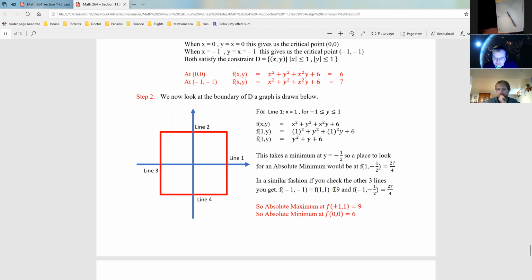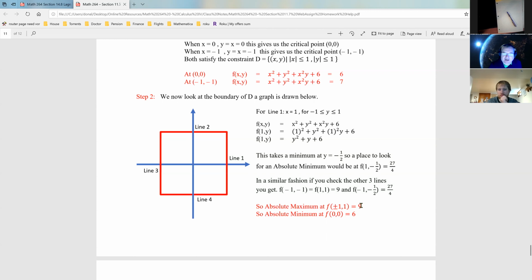So out of that entire set, the smallest answer we ever got was at the origin, and it had a value of 6. So that's its absolute minimum. And then we managed to get 2 locations. They're basically at the corners there and there, where the value of the function was 9.